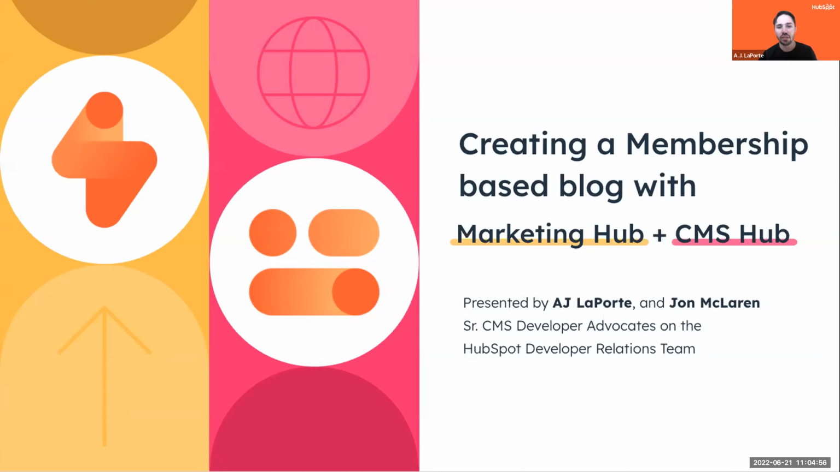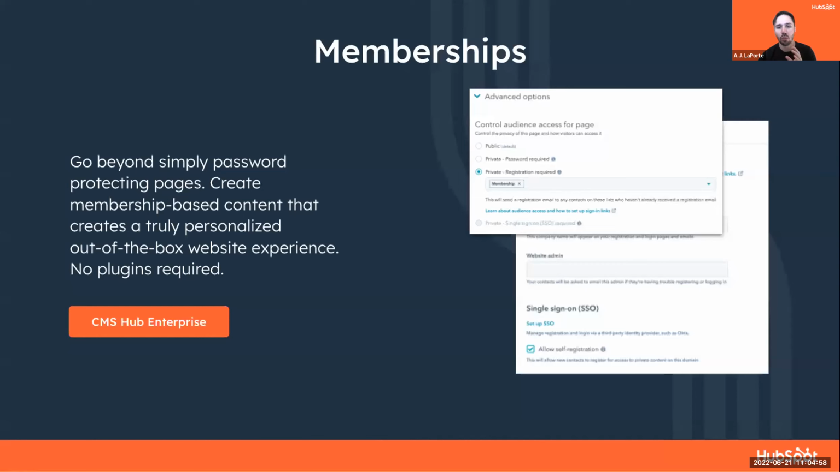So before we dive in, let's kick this off first by explaining what the membership feature is. Memberships on CMS Hub give you the ability to create gated content similar to that of password protected pages that require users to log in to view your site and to view the content. Memberships on HubSpot are powered by our contact lists feature within the CRM. This means you can create multiple lists for contacts to be added to, then assign those lists to certain pages or blogs, allowing those contacts to access the gated content.